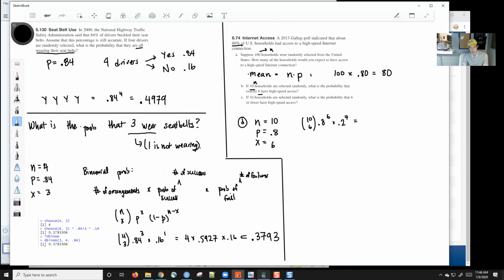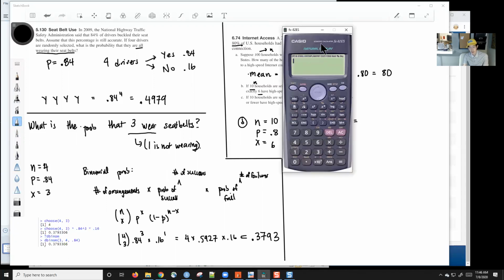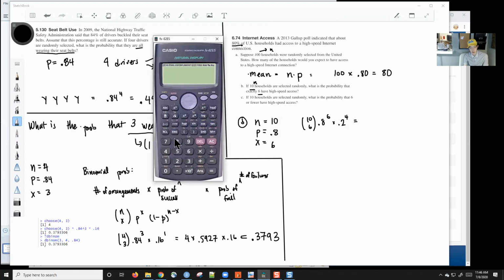And I could do this on my calculator, all in one go here. We'll do 10 choose 6, whatever that is in my case. And I'm going to multiply by 0.8 raised to the 6th times 0.2 raised to the 4th, okay? So this comes out to be 0.08808.